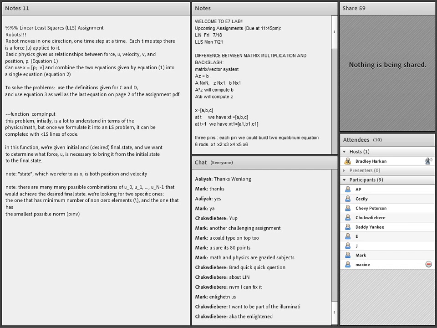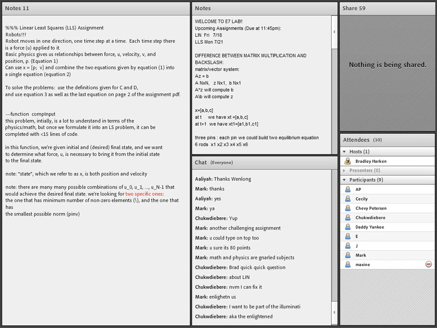However, there are 2 specific ones that we're looking for. Those are the one that has the minimum number of non-zero elements, which is what we get from the command \, and the one that has the smallest possible norm, for which we use pinv.